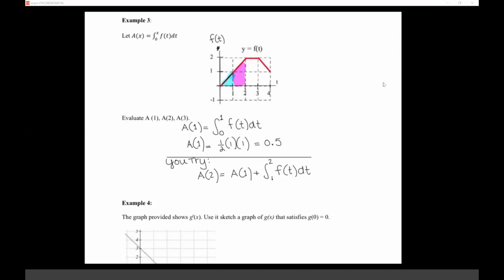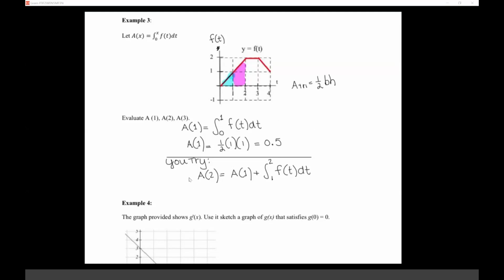And I use the formula for the area of a triangle, which is 1/2 its base times its height, to get that value, right? Its base is 1 unit, its height is 1 unit. So 1/2 times 1 times 1 is 1/2. That's the value of A of 1, the antiderivative evaluated at 1.